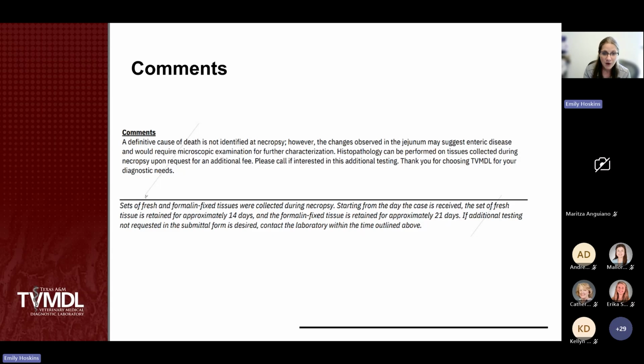And then I want to point out this section right here that's italicized. This is important in that we keep our fresh tissues for 14 days and our formalin fixed tissues for 21 days. After the necropsy, we have collected those fresh tissues and we're holding them for 14 days. If you want to request a test that was not requested on the submission form, you need to do that within those 14 days. Those fresh tissues are then going to be disposed of.